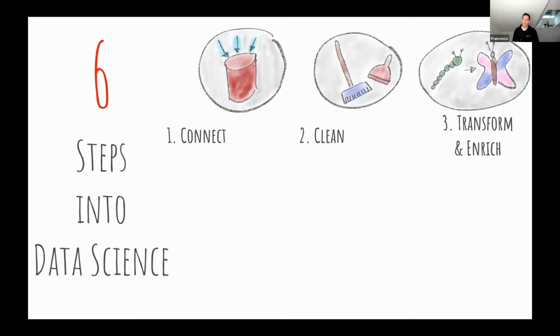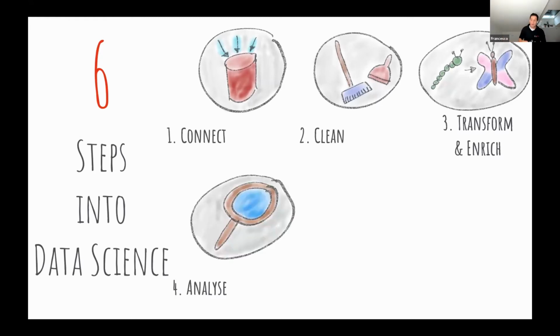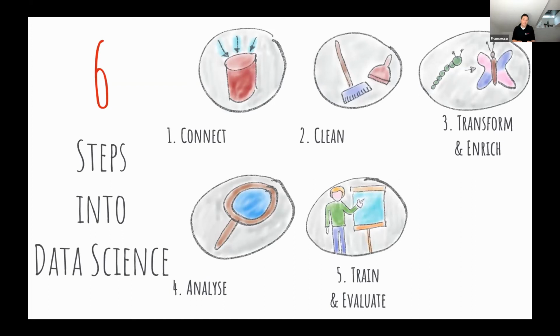Third option, we need to transform and enrich the data. Again, we cannot expect the source data to be perfect, to be fitted into a machine learning model. We may want to add columns, we may want to do some sort of calculation between various columns. When we transform and enrich, the fourth step is to analyze the data. Check what's in there, check if the data set is correct, check if it's ready to be parsed by a machine learning model. And then it's time to train the machine learning model and evaluate the results.